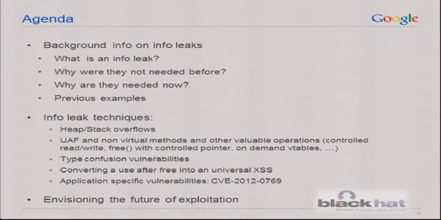So this is the agenda of today. Basically, it's divided in three areas. You see two over there, but it's three areas. The first one is talking about what is an info leak, why it was not needed before, why it is needed right now, and some examples.